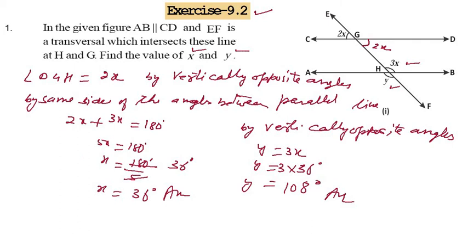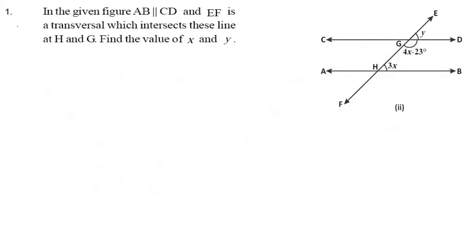Let us start. What will be your next question? The next question is 1. In the figure, AB is parallel to CD. So these lines are parallel. EF is a transversal, so you can see EF. This one is the transversal which intersects these lines at H and G. Find the value of x and y.